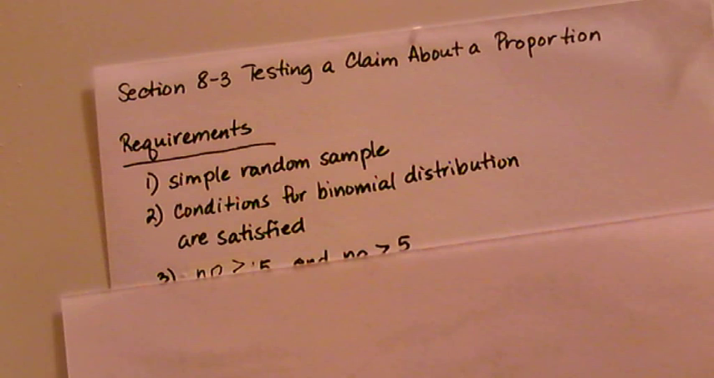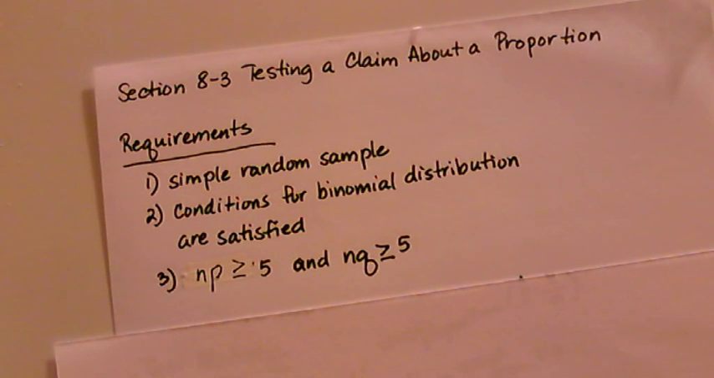Okay, now there are three requirements for testing a claim about a proportion. One of them is this: you must have a simple random sample, and that means that each sample of a certain size has an equal chance of being selected. And then number two, you must have your conditions for a binomial distribution. They have to be satisfied as well.